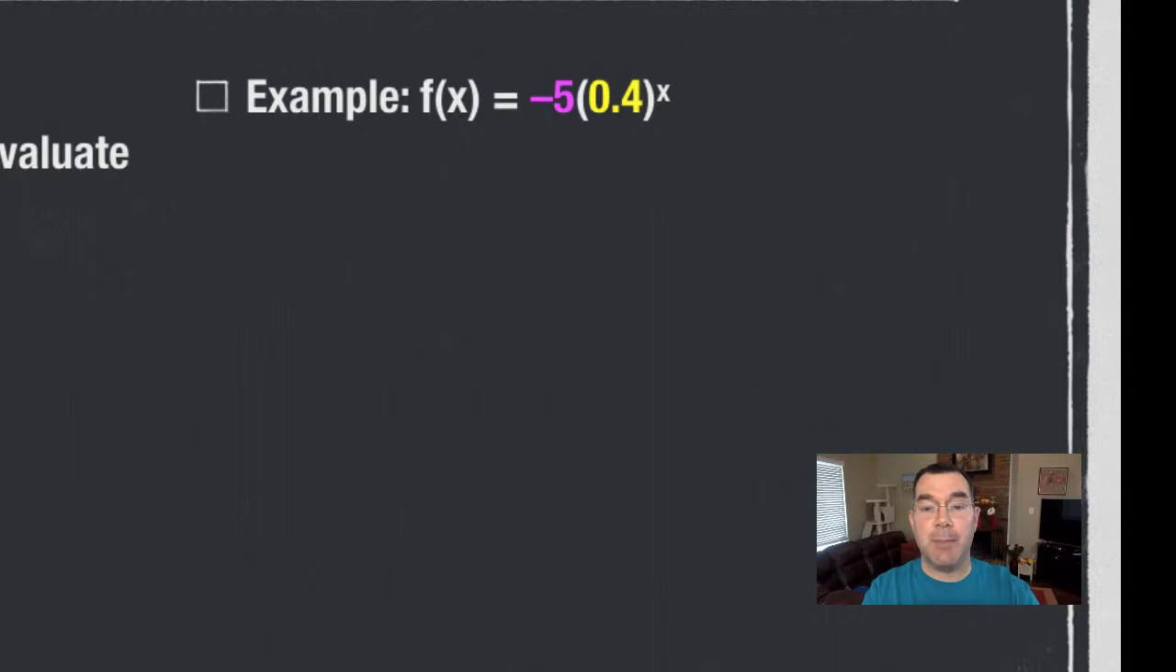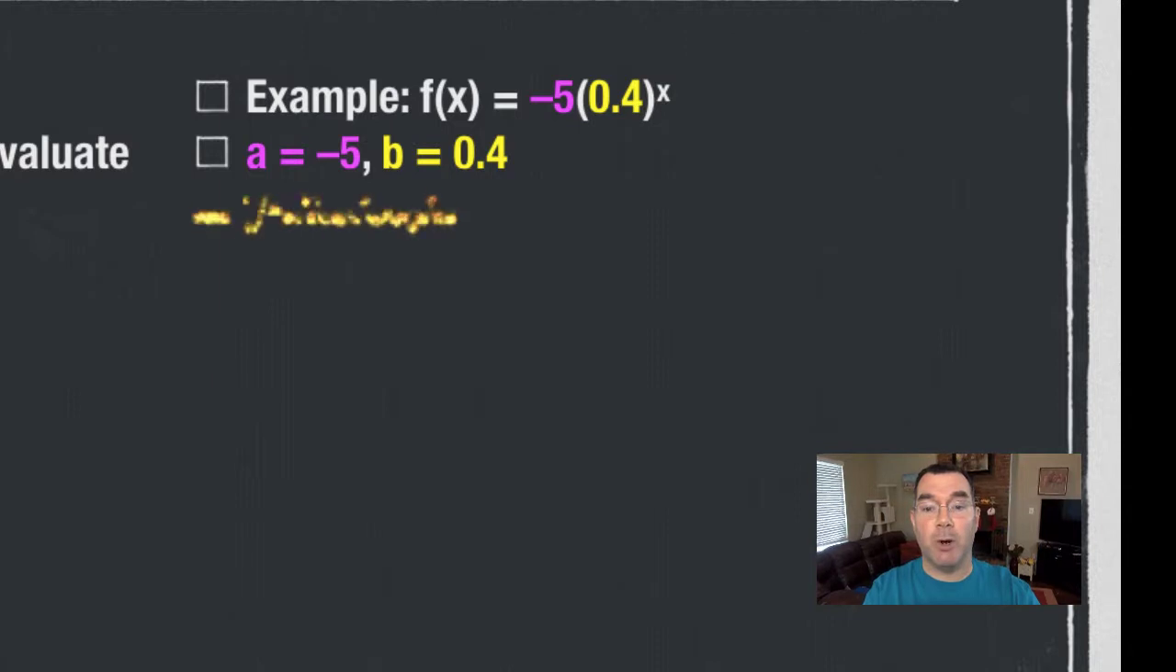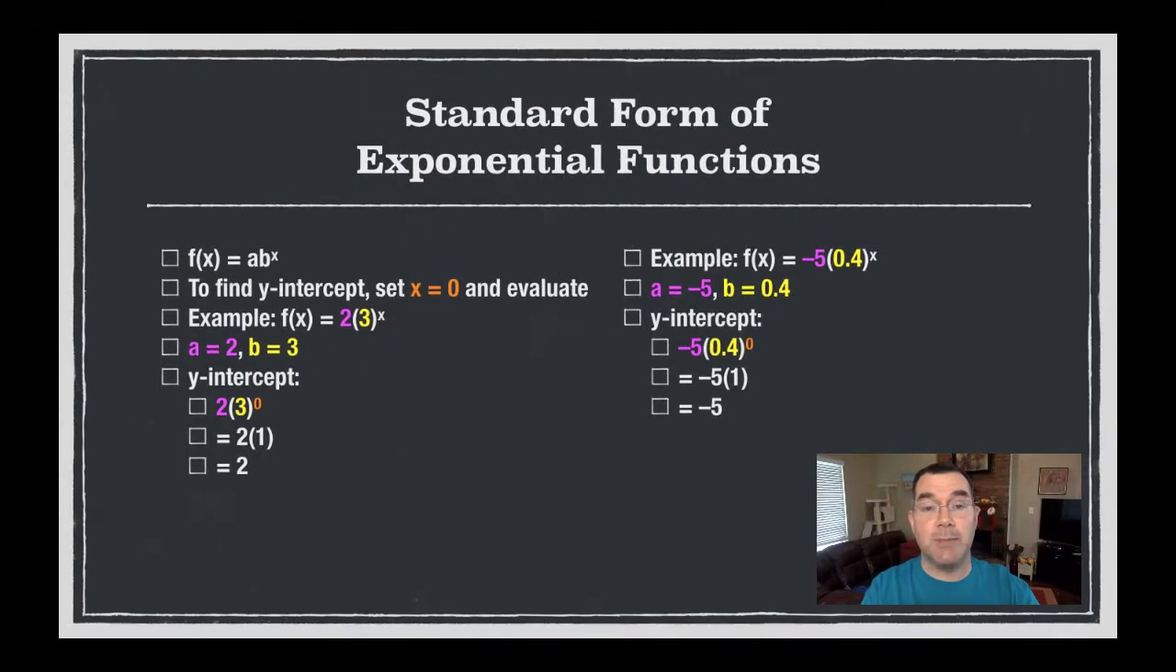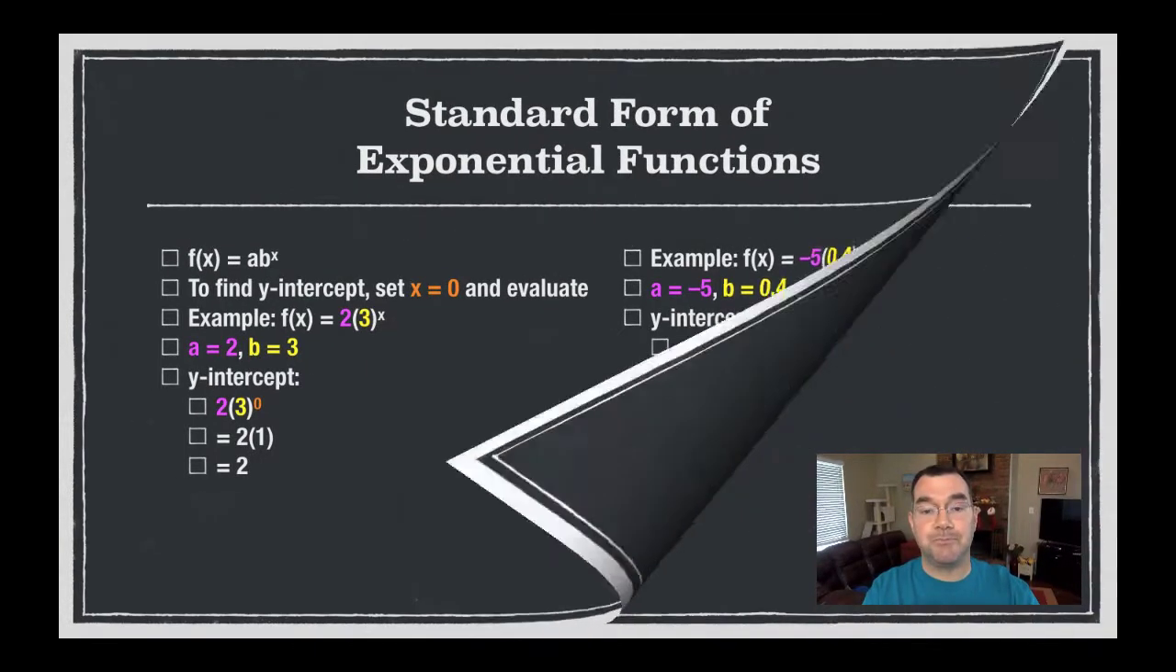All right, another example, if I have f of x equals negative 5 times 0.4 to the x, I realize that my a value is negative 5 and my b value is 0.4. So to find the y-intercept, I set x equal to 0, and I get negative 5 times 0.4 to the 0. 0.4 to the 0, again, is going to be 1. And if I multiply that by negative 5, I get negative 5. So the y-intercept for this second function is going to be negative 5.